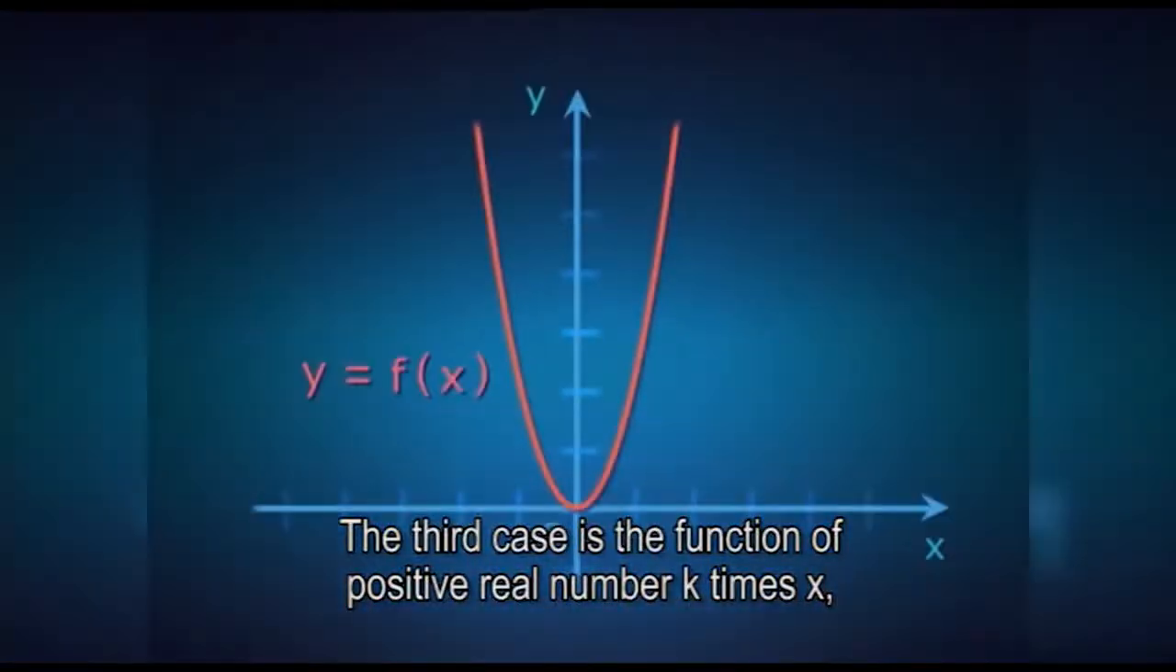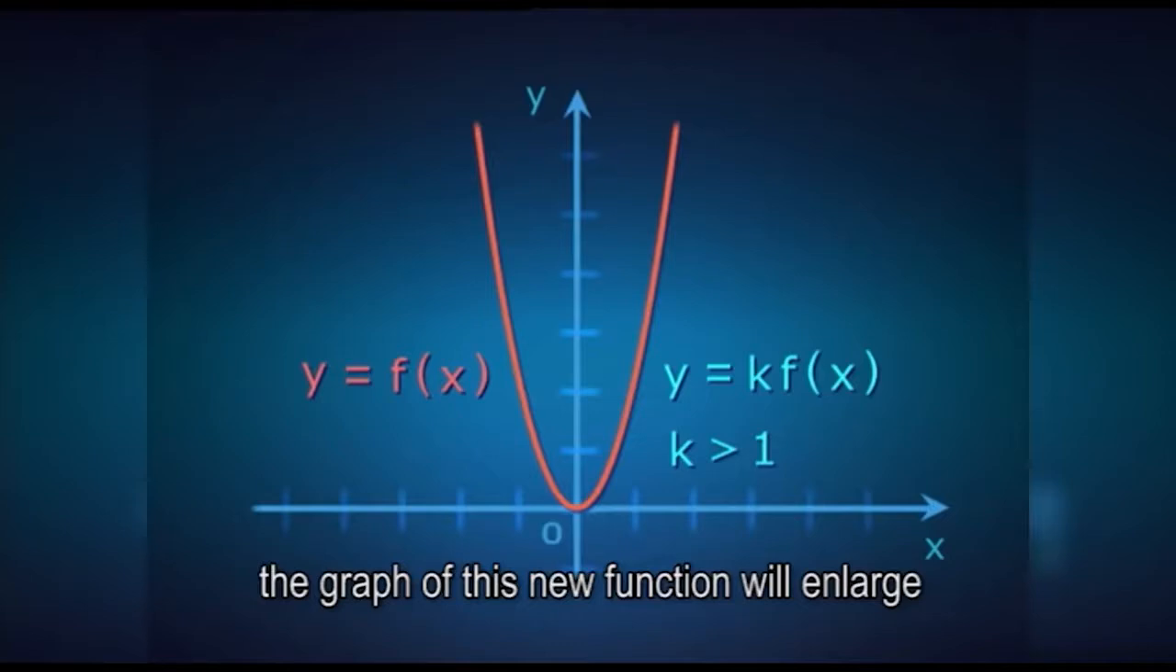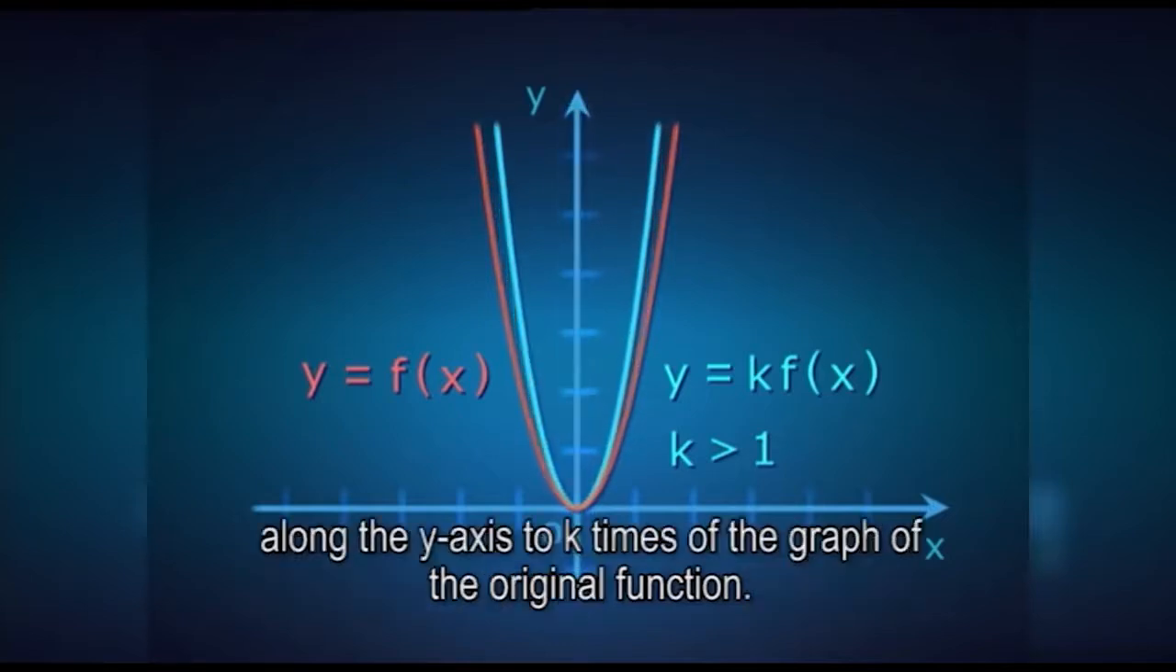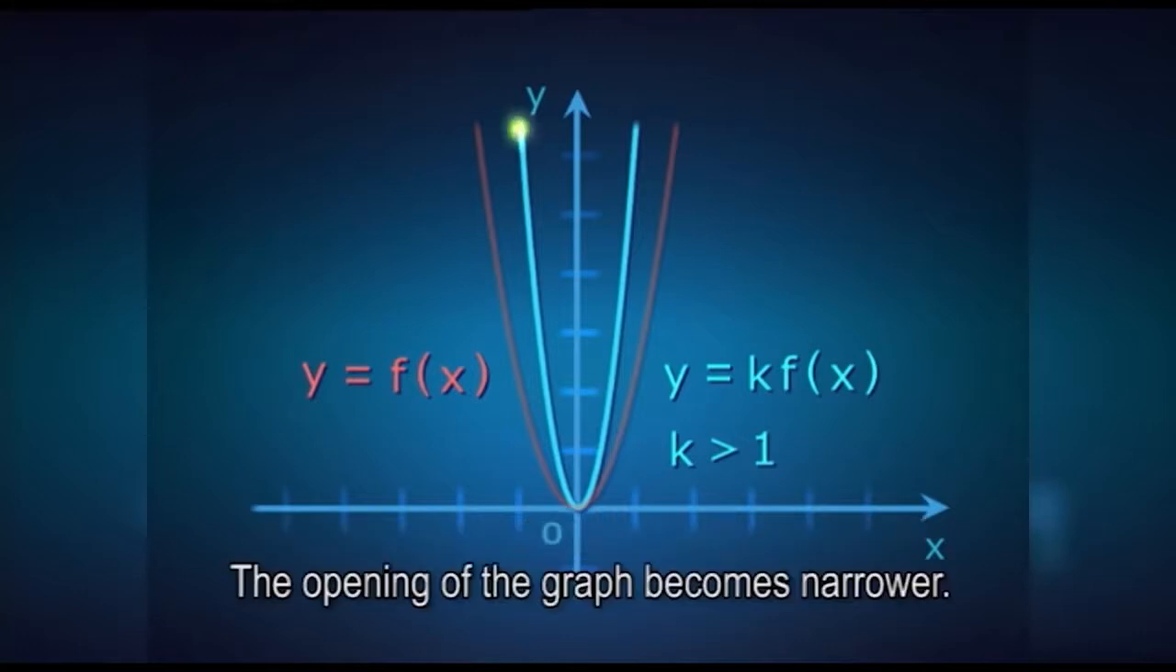The third case is the function multiplied by a positive real number k, while k is greater than 1. That is the dependent variable times k. The graph of this new function will enlarge along the y-axis to k times of the graph of the original function. The opening of the graph becomes narrower.